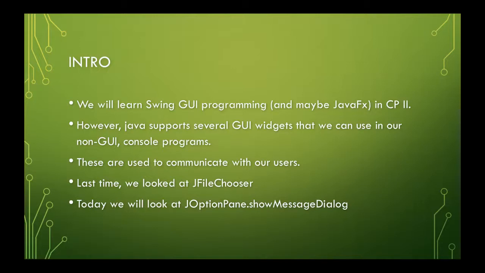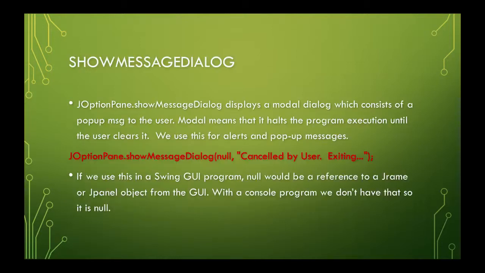JOptionPane.showMessageDialog. So the showMessageDialog is going to create a very short, just a quick pop-up window that has a message in it. The syntax for this is really easy. JOptionPane.showMessageDialog. First parameter is null, and then the message. Now, if this was in a Swing GUI program, this null element instead would be a reference to an existing JFrame or JPanel object. But because we're running this in the console, we don't have those things, so it's null.